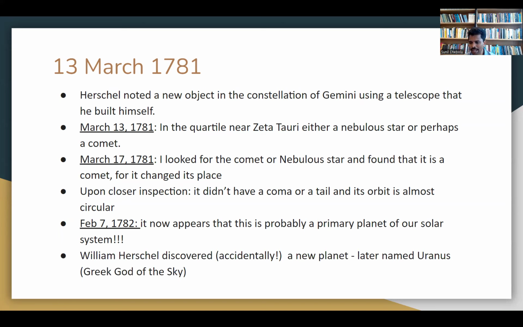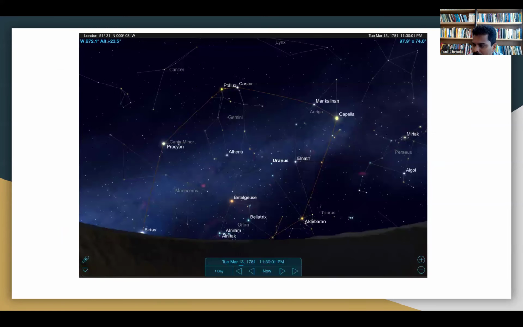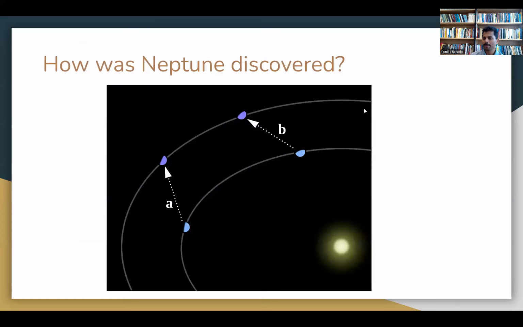And this planet, which was accidentally discovered, was later named Uranus, in honor of the Greek god of the sky. And once again, here is Sky Safari showing us the night sky of London on March 13, 1781, around 11:30 p.m. So there is your planet, Uranus. Okay, so that was Uranus.